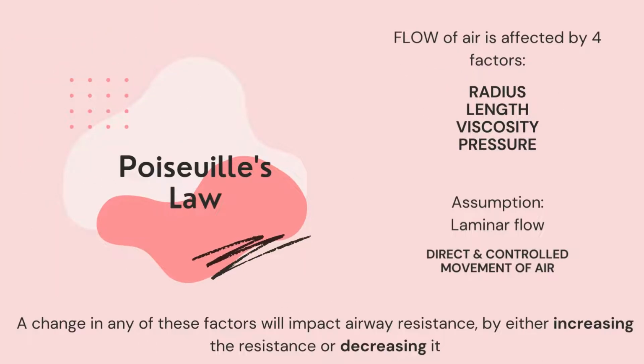Poiseuille's law represents how the flow of air passing through the airway is affected by 4 factors: the radius, length of tubes, viscosity of gases, and pressure. It tells us that a change in any of these factors will impact airway resistance by either increasing the resistance or decreasing it. It's important to understand that air must be moving under laminar flow, which means it's traveling in a controlled manner straight through the air tubes and not bouncing off the walls in turbulence.